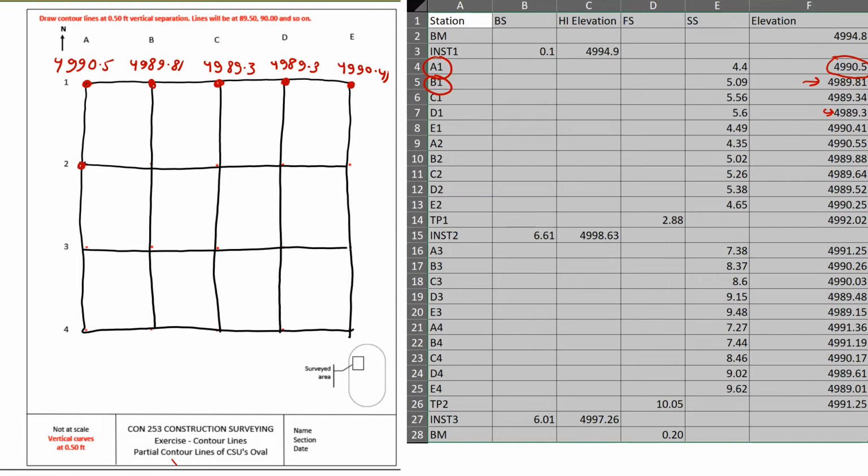This is A2, right? So A2 is 4990.55, and B2 is 4989.88, and C2 is 4989.64, and D2 would be 4989.52, and E2 would be 4990.25. Okay, it's E2. Let's come to A3.